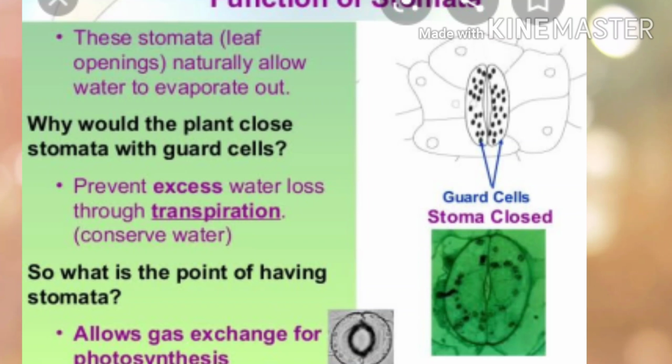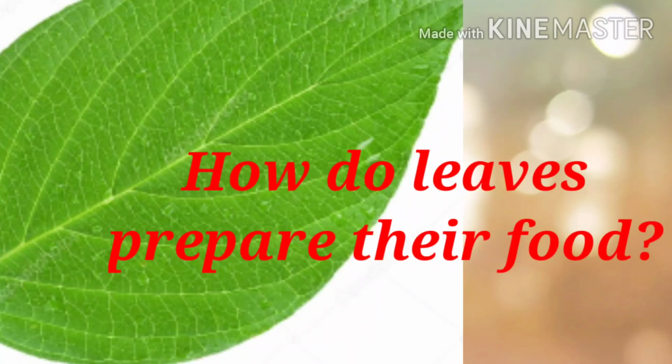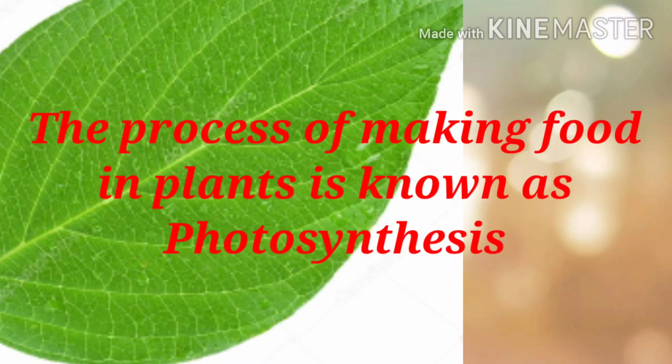Now, how do leaves prepare their food? The third topic is how do leaves prepare their food. As you know, we all prepare our own food. Okay, like that plants also prepare their food, and the process of making food in plants is known as photosynthesis. Again I repeat, the process of making food in plants is known as photosynthesis.